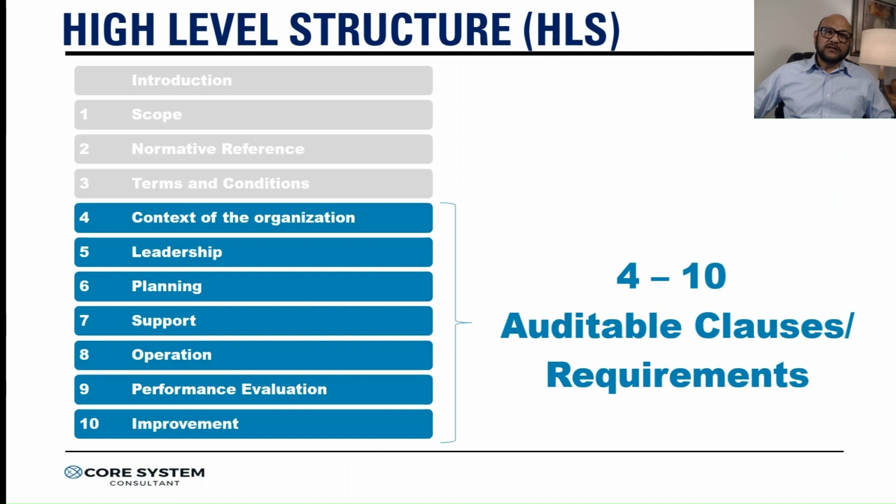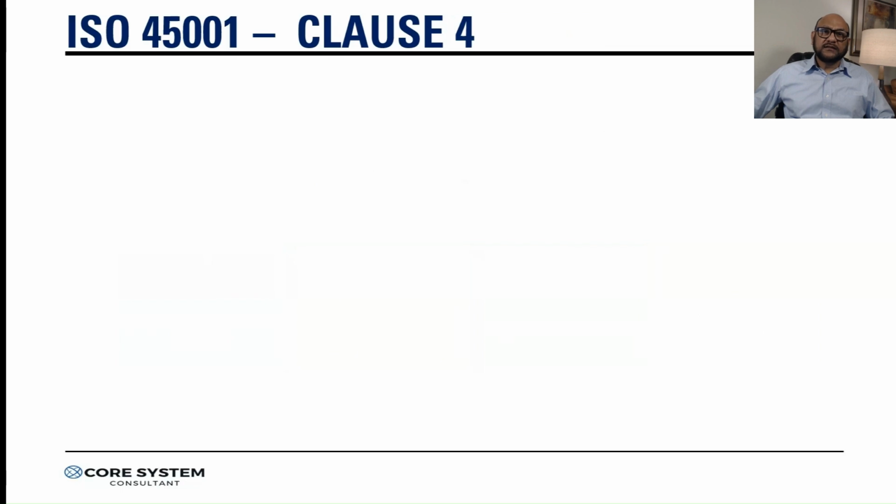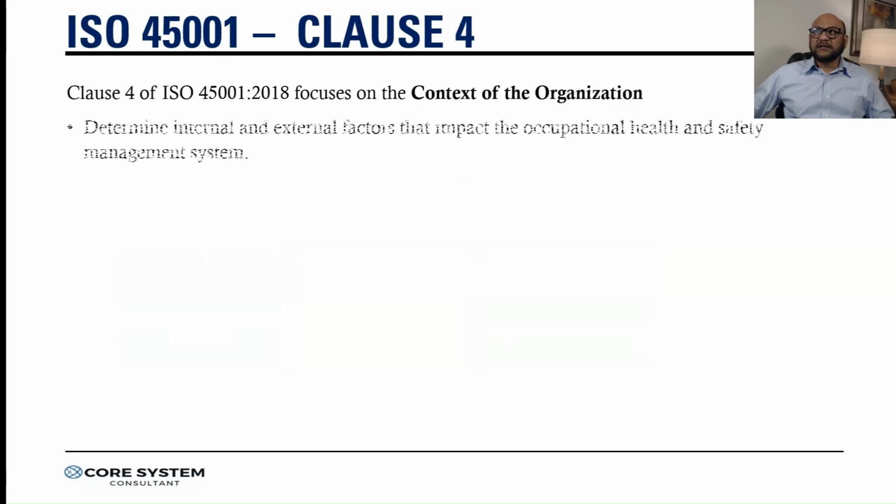Coming back to the clauses, let me take you through the clauses one by one. This is the fourth clause, which establishes the context of the organization. As you can see, there are four subclauses in it. The key thing that the standard requires is that you need to determine what are the internal and external factors which can impact the health and safety management system of an organization.